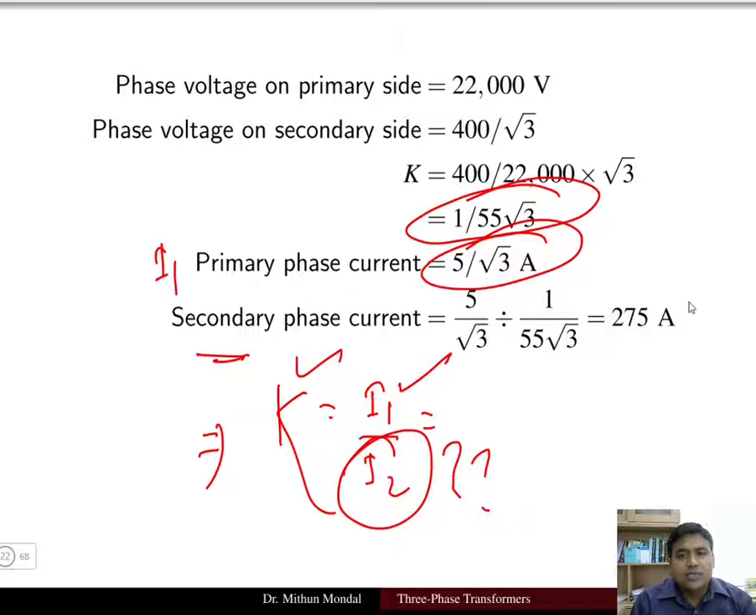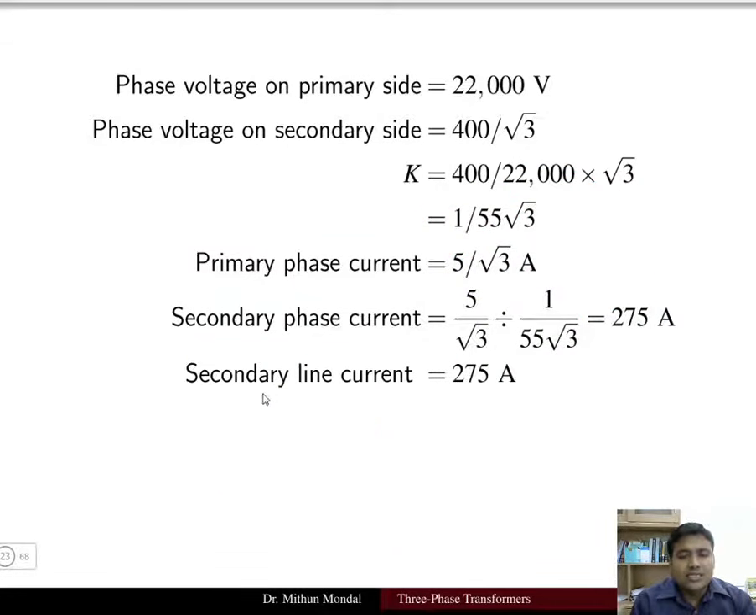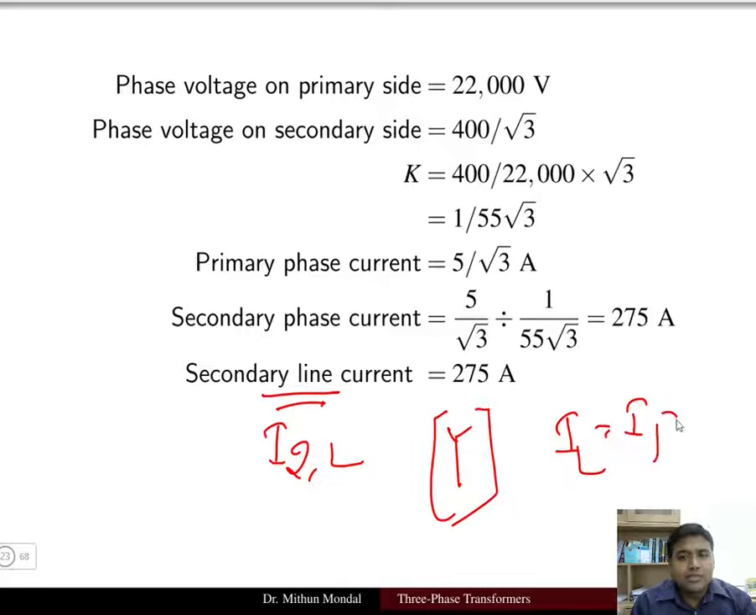So I2 phase current comes to be 275 ampere. Then the secondary line current. What is the current that is flowing in the secondary line? Since it is a star connected machine, in a star connected machine we know the line current and phase current are one and the same. So line current and phase current will be the same, 275 ampere in both cases.